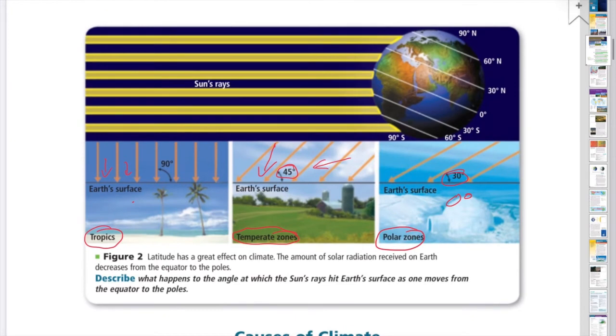Okay, so anyway, that's how latitude affects climate. The further you get away from the equator, the steeper the angle the light's coming in, and the bigger the area it has to be spread over, so the lower the intensity of the light.